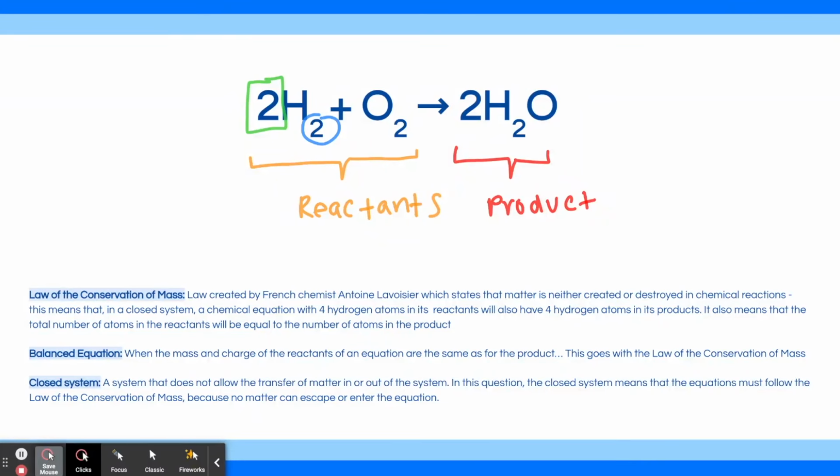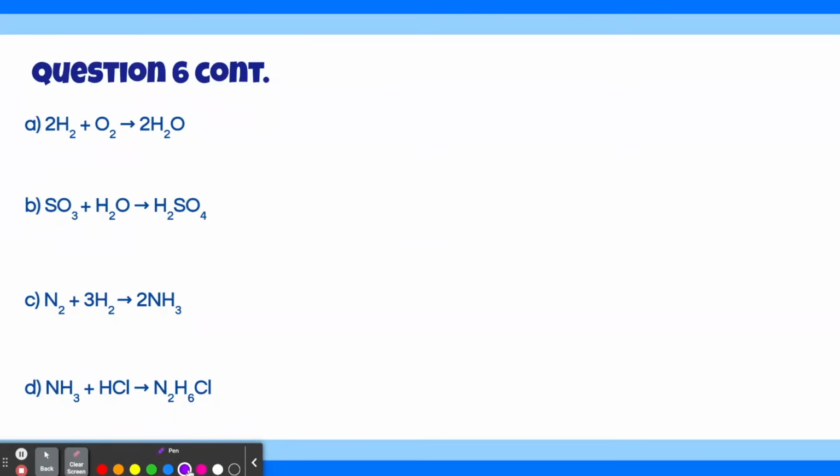So in this question, the number of atoms of each element have to be the same in the reactants and the product. So now let's take a look at the equations in the multiple choice and see which one does not fulfill the law of conservation of mass. So what we're going to do is for each equation, we're going to count the number of atoms of each element in the reactants and in the products. So in the first equation, in the reactants, we have 4 hydrogen and 2 oxygen. And in the products, we have 4 hydrogen and 2 oxygen. So this equation does meet the law because both sides have the same number of atoms of each element.